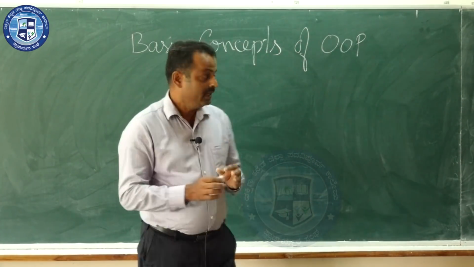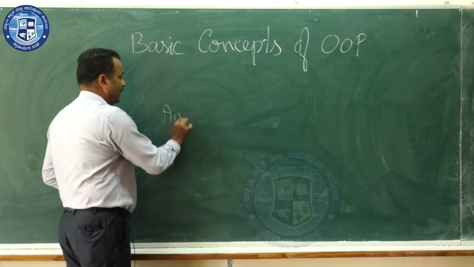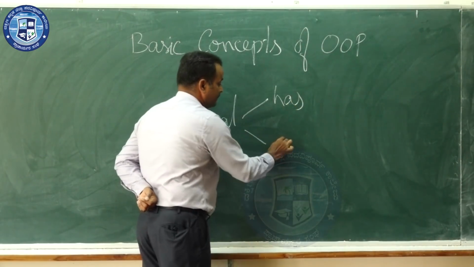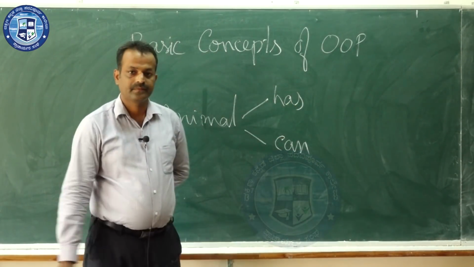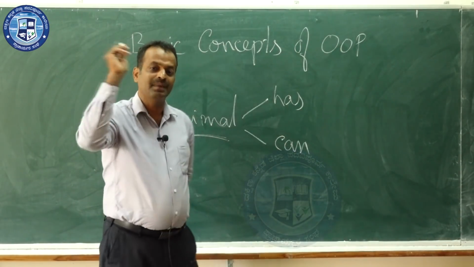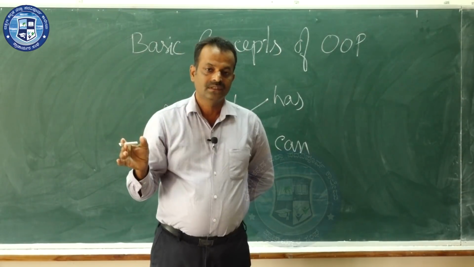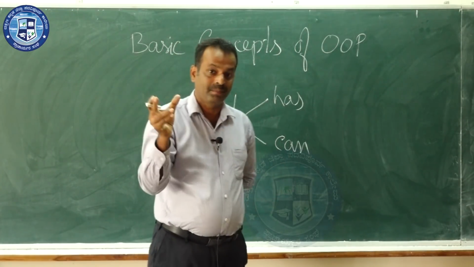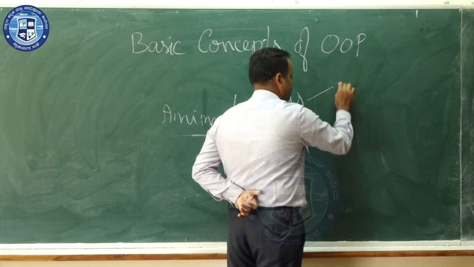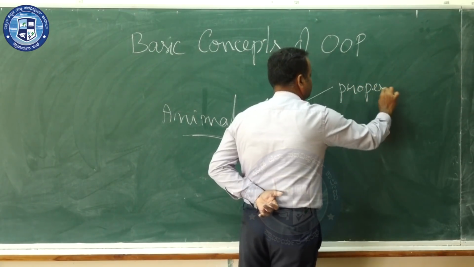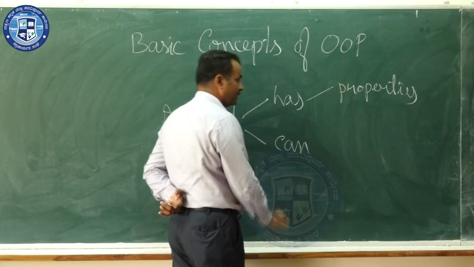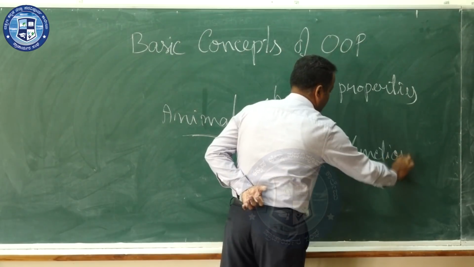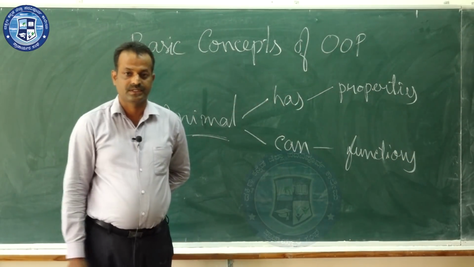So when I talk about animal, animal has something and animal can do something. Now, animal is something imaginary. Animal is a class, something imaginary, and that something imaginary has certain properties. It has some properties and it can perform some functions.